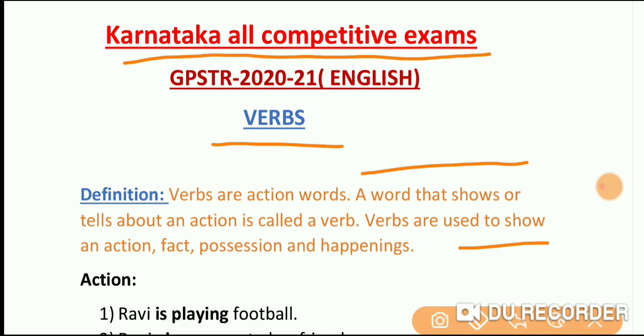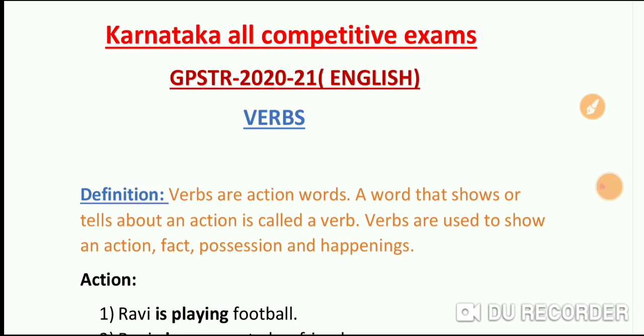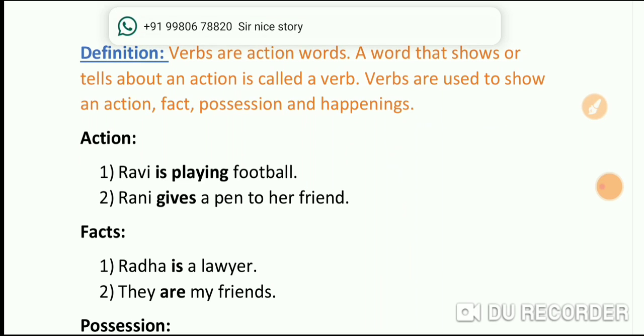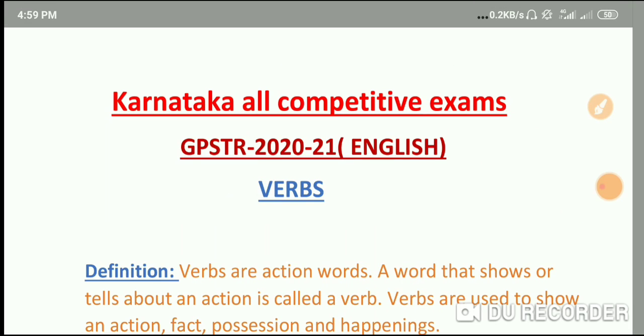We use different words in the English language to show an action, to show the fact of a noun or pronoun, to show the possession of a noun and pronoun, and also to show what happens with a noun or pronoun. They are called verbs. So now let us see how these verbs are used in the English language. What are the different uses of verbs? In which ways are verbs used? That can be discussed here.